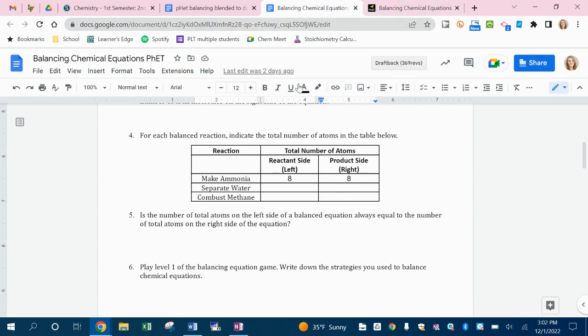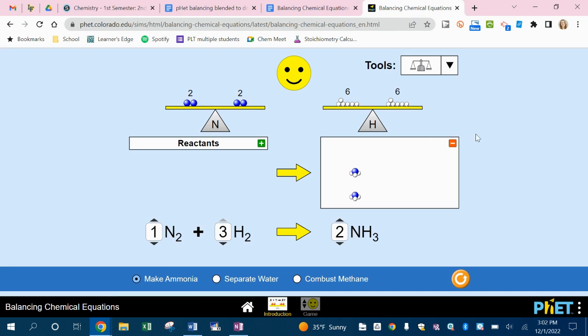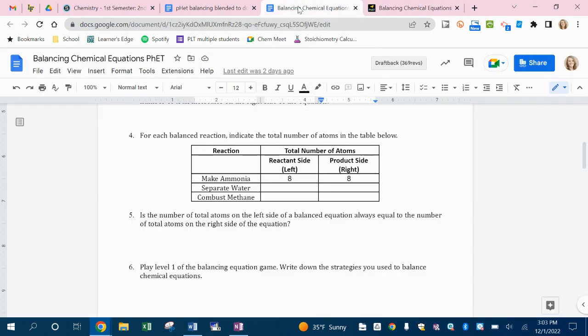If you didn't have the pictures up, in order to count the number of atoms, you can simply take your coefficients and multiply times your subscripts for each of your elements. Here I have 2 times 1, so 2 nitrogens. And here I have 3 times 2 hydrogens. Because 2 plus 6 is 8, that would give me 8 in my reactants. Over here, I have 1 nitrogen times 2 is 2, and then 3 hydrogens times 2 is 6. So again, I get that 2 plus 6 is 8. Those are some different ways that you can use the tools to help you.